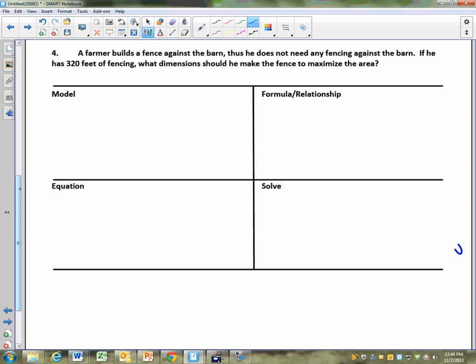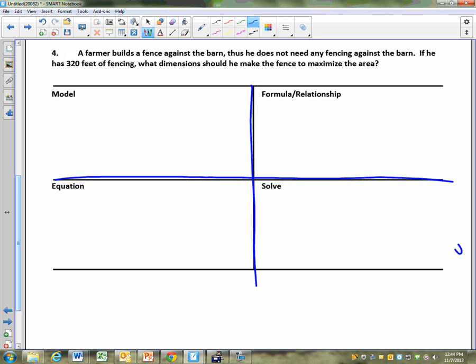Problem 4, a farmer builds a fence against a barn. As soon as I see a word problem, I do this. We do word problems in calculus coming up in a month and a half, and we are going to draw the 4 boxes right away. I started this in pre-calculus, and when those students got to calculus, they just drew the boxes right away, not because they knew I was going to do it, but because they found it helpful.